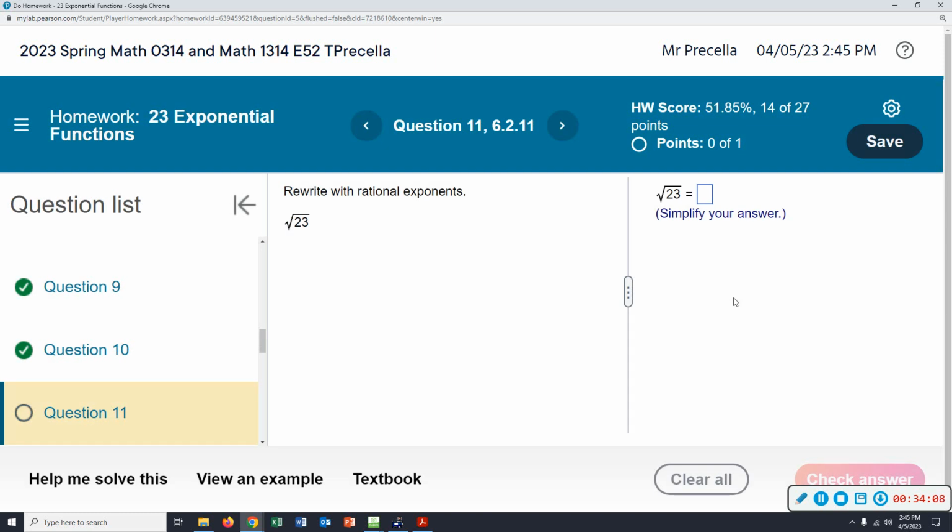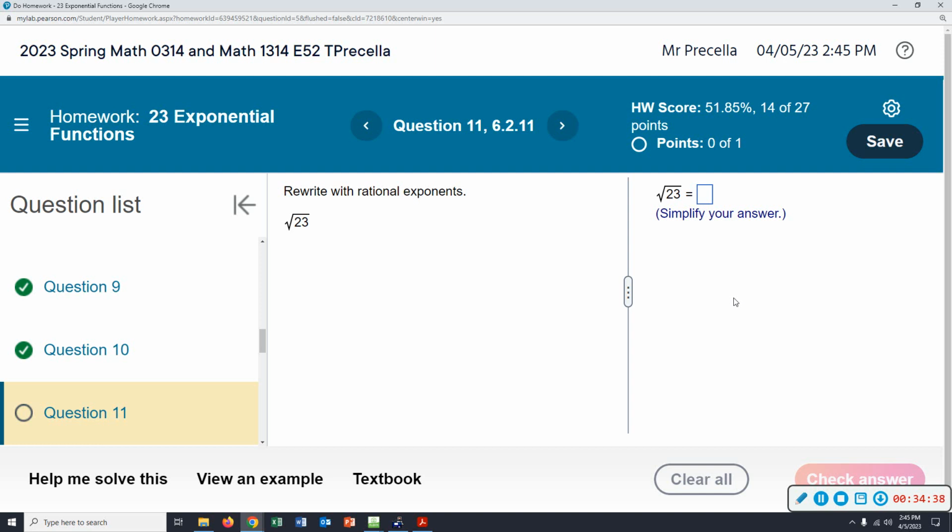Number 11. Number 11 says, rewrite with rational exponents. It may be hard to imagine at this point, but there's a lot of times you would rather have something written with a fractional exponent than a square root. Okay? So, how would I write this? You're using these rules going backwards.